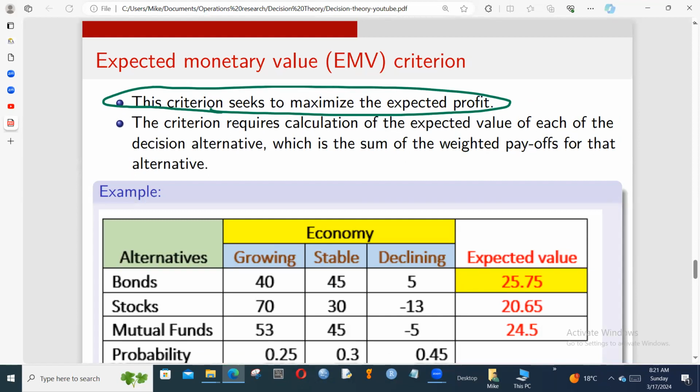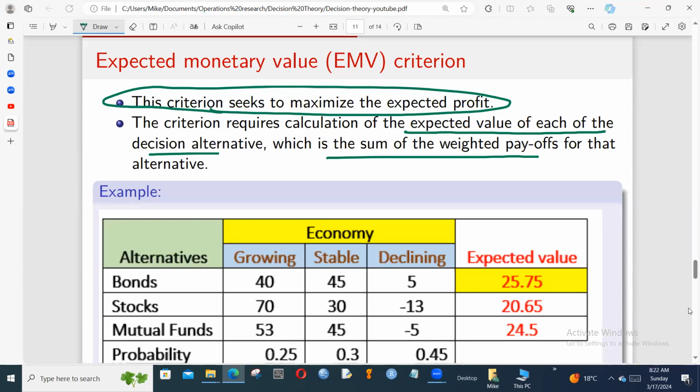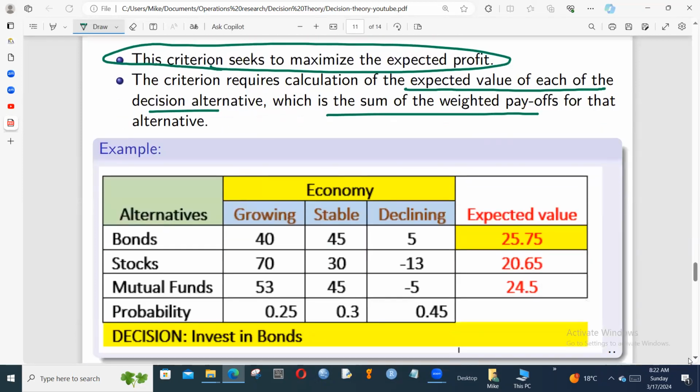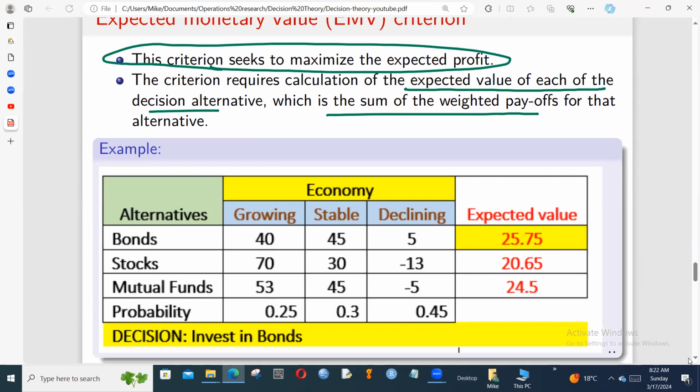So how do we do that? We first of all calculate the expected value of each decision alternative, which is the sum of the weighted payoffs for that alternative. I'll explain how we do this. For example, in the same example, the table is the same, but we have now been given the probabilities. The probability that the economy will be growing is 0.25. The probability that the economy will be stable is 0.3. The probability that the economy will be declining is 0.45.